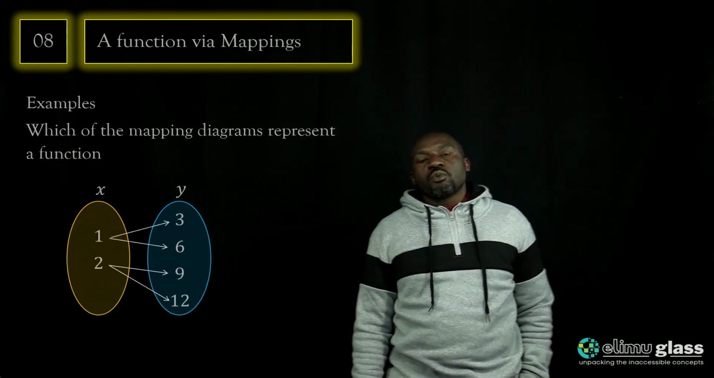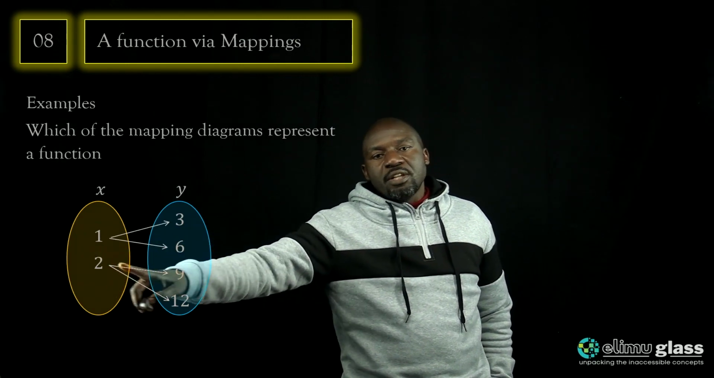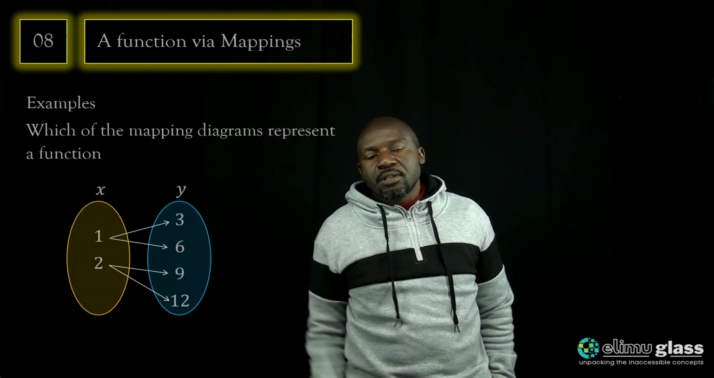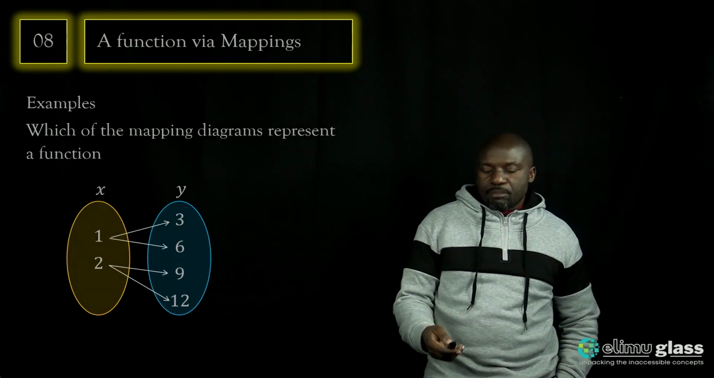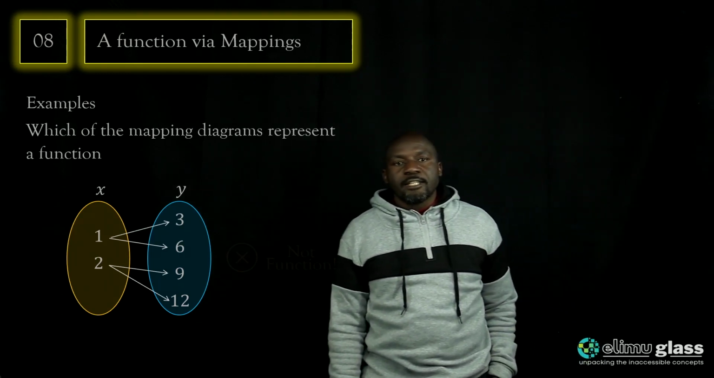Okay? What about this one? Again, this is one-to-many. I don't need to look at the 2. I just need to see one of them, and that tells us that this is not a function. It is a relation, but it is not a function. All right? I hope that is easy to understand.